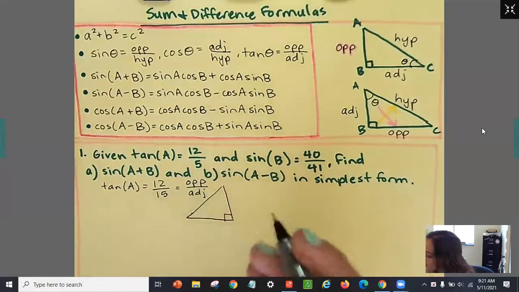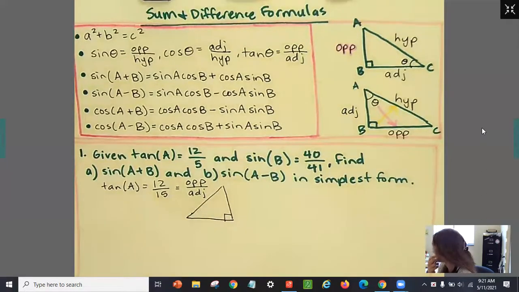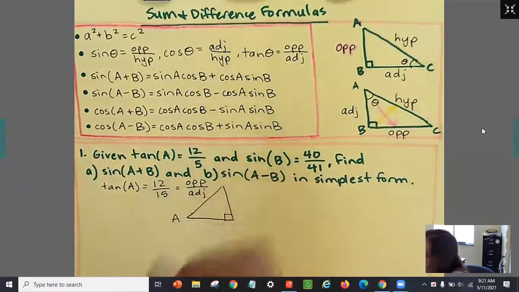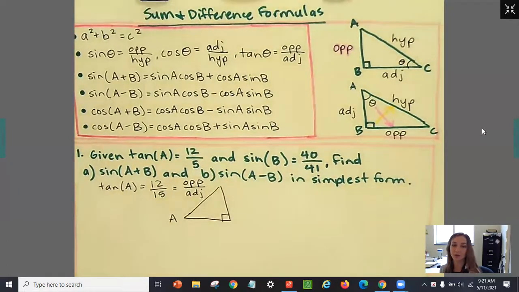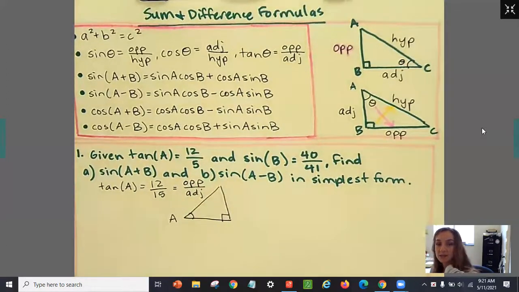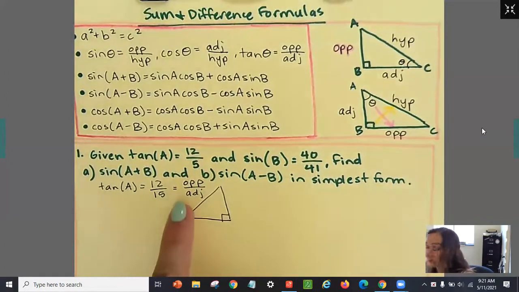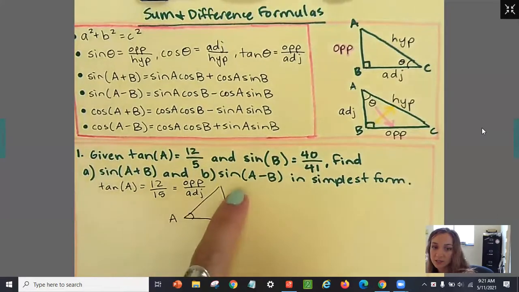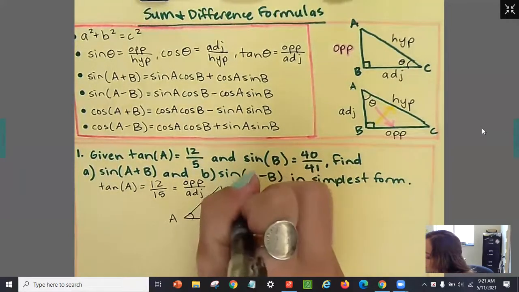All right, and we're going to label this triangle with angle A right here. So all that we know is that we have angle A. So here's angle A that we're looking at. And our opposite side is going to be the one we're not touching. If I put my finger right here, the side that I'm not touching is over here. So this is my opposite side.